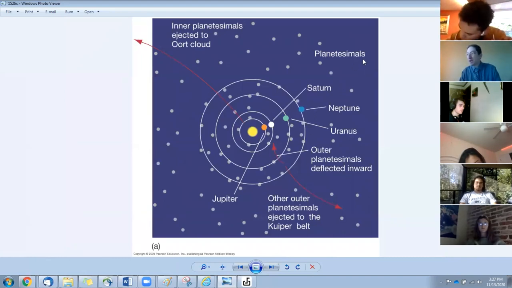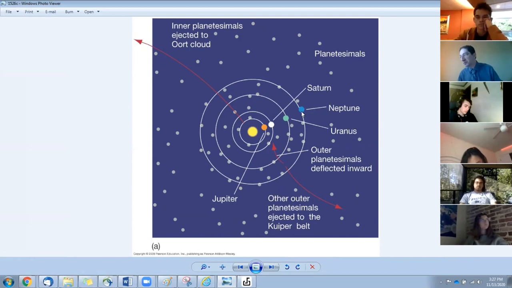The ones that form out beyond Neptune, there are no planets out here to toss them around, so they just stay there. And that's the beginning of the Kuiper Belt. It's not everything in the Kuiper Belt, but stuff that formed there is still going to be there. Then you have the ones that interact with Uranus and Neptune, the smaller gas giants. And Uranus and Neptune will push them a little bit. They're small gas giants. They're not going to push them a lot. They'll push most of them inwards towards Jupiter and Saturn, but it'll push some of them outwards into the Kuiper Belt. So the Kuiper Belt's made of things that form there and things that Uranus and Neptune pushed out there.